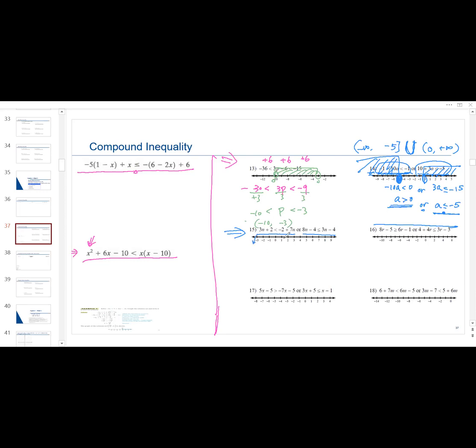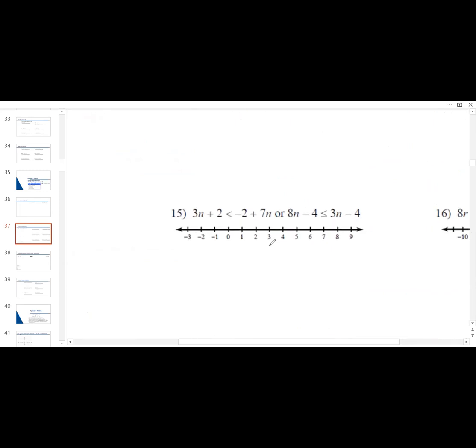So here is both sides -7n. Let me rewrite it here. Let me zoom in a little bit. Can I zoom in a little bit? Make our board clear. Sounds good. Make it a little better. Okay. All right.